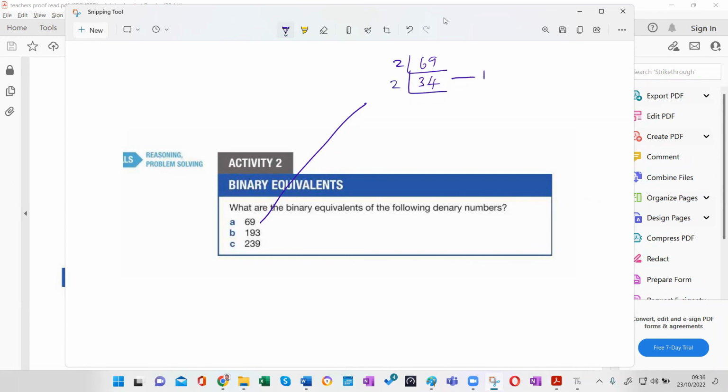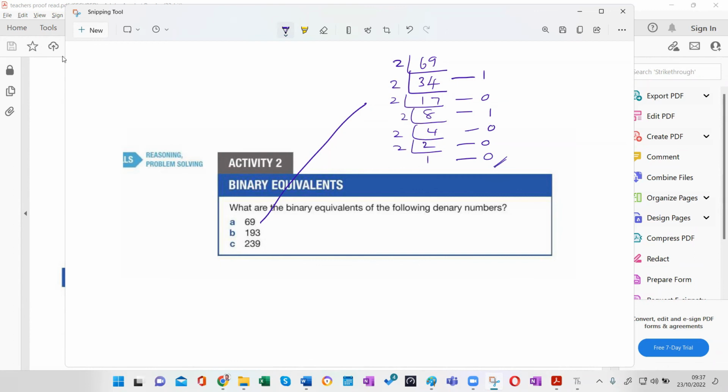Okay, 34, that's 17, right? 2 8s are 16. Remainder is 1. Then 4, remainder is 0. 2, remainder is 0. And 1, and the remainder is 0. So this is the place where most of the students don't put the remainder, the last one.